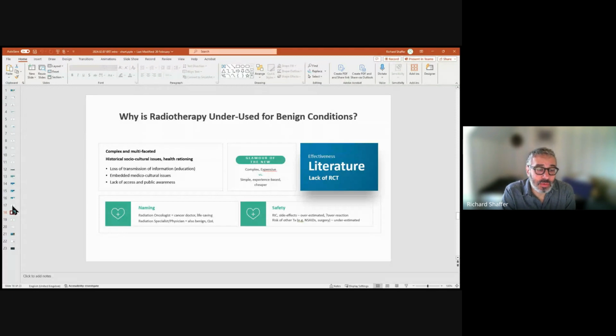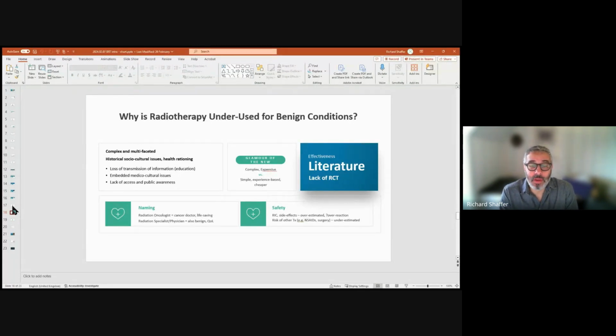I think there is an issue with naming. It might be this slide is too small, but of course, I'm called a radiation oncologist, and oncologist means I'm a cancer doctor, and we feel that we are lifesavers, and that's true. But I think that stops us from thinking of ourselves as radiation specialists or radiation physicians, where we can also be allowed to affect people's quality of life and also treat non-cancer conditions.